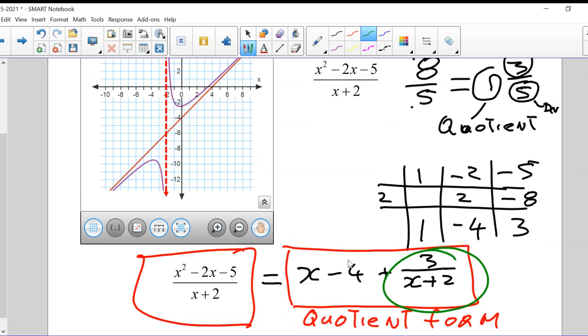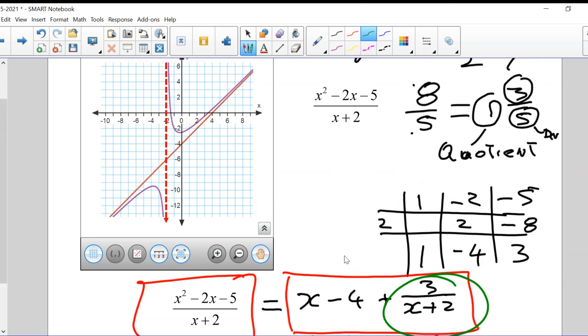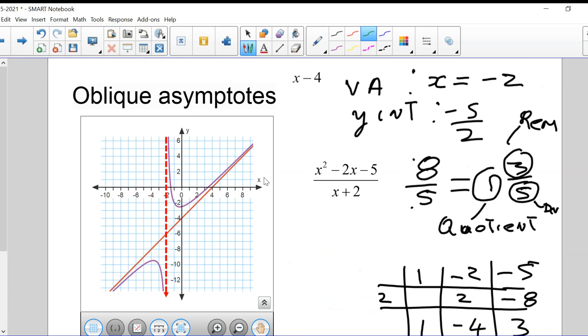And that's why when you do that division that Noah suggested, you're just left with the x minus 4, so the quotient becomes the asymptote, right? And that's how you get that oblique asymptote. Now, can you have other kinds of asymptote that are not oblique? You absolutely can. How would you graph this?